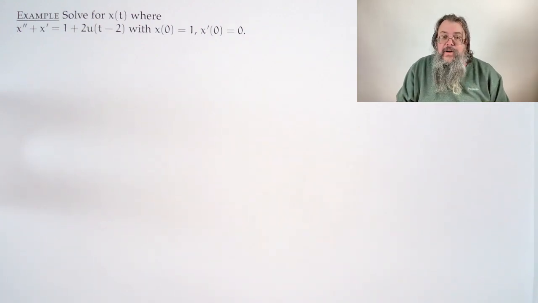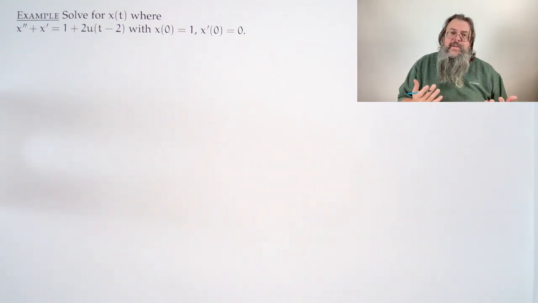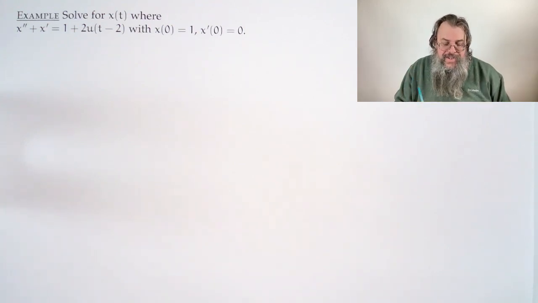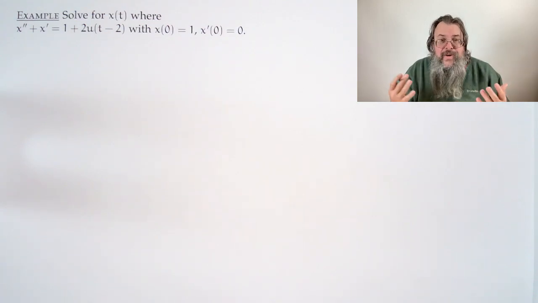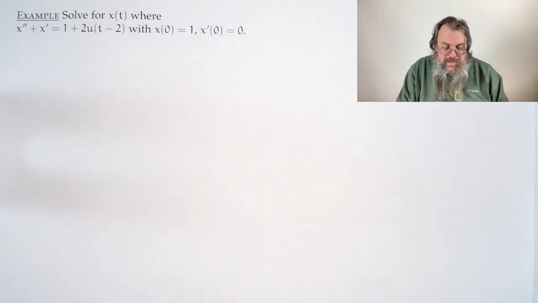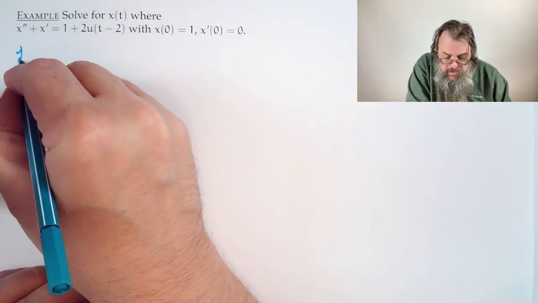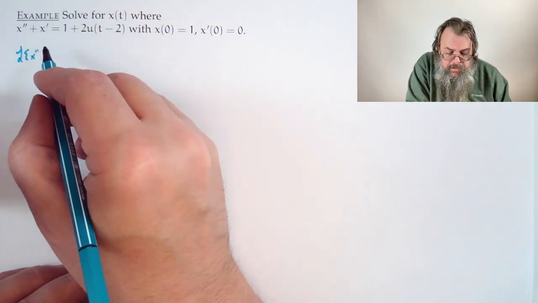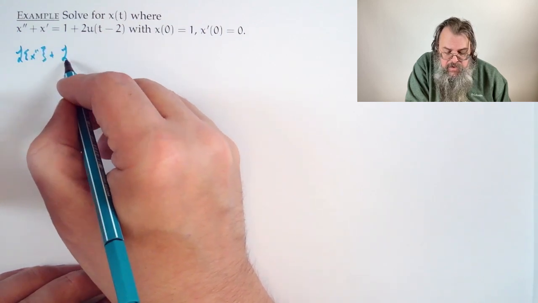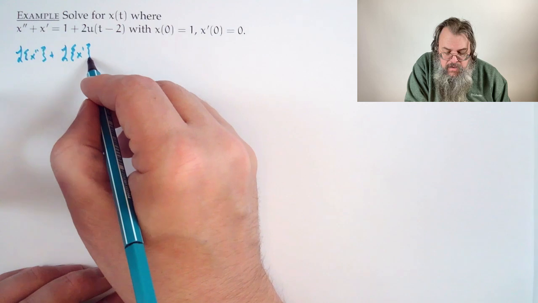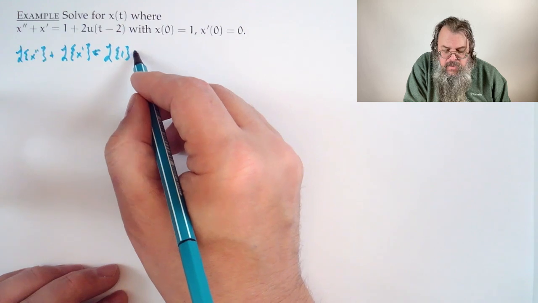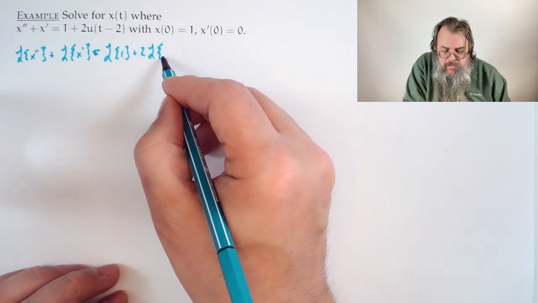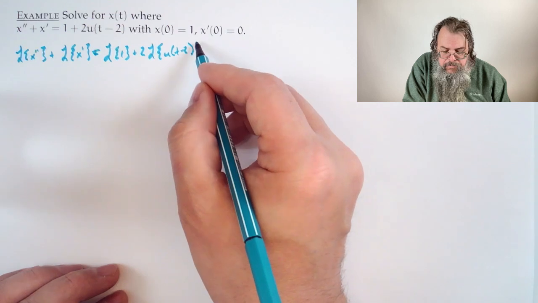All right, so for us, we're going to use Laplace transform because that's what we're practicing, but also because Laplace transforms are really good whenever you have piecewise functions, in other words, u's, or impulse functions, in other words, deltas involved. All right, so we can say that the Laplace transform of x double prime plus the Laplace transform of x prime is equal to Laplace transform of 1 plus 2 times Laplace transform of u of t minus 2.